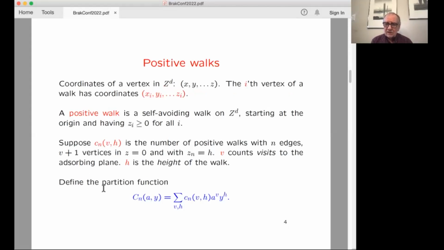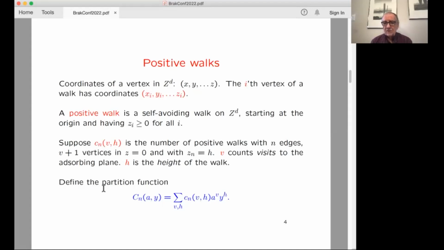Now, we're going to look at a subset of these, which are called positive walks. So let's suppose that we put the obvious coordinate system on Z^d, which I'll call x, y, ... z, and the ith vertex of the walk will have coordinates xi, yi, ... zi. And a positive walk is a self-avoiding walk on Z^d which starts at the origin and has all z coordinates non-negative. So zi is greater than or equal to 0 for all i. So this means that we have a hyperplane, z equals 0, through the origin, and the walk is confined to lie in or on one side of that hyperplane.